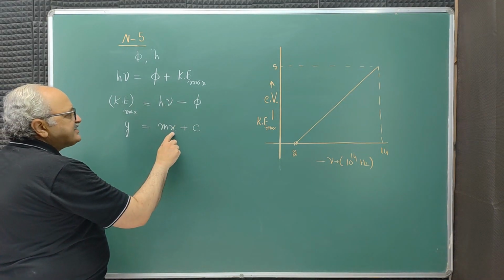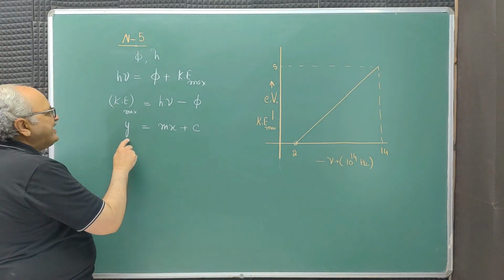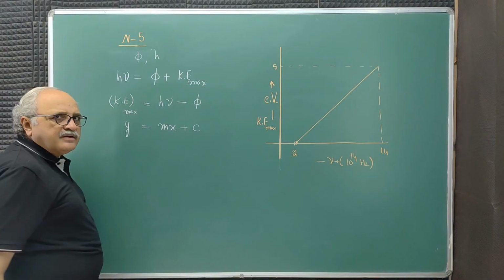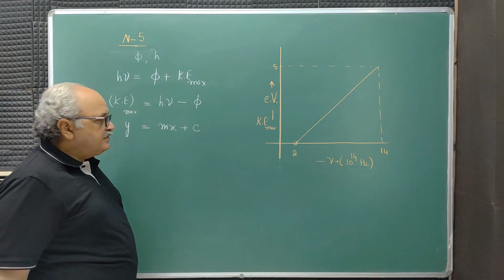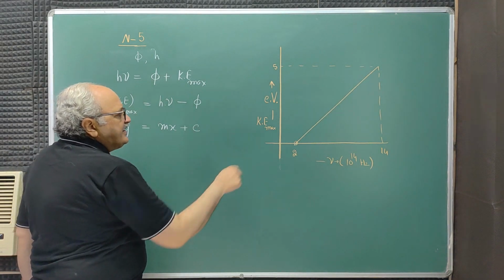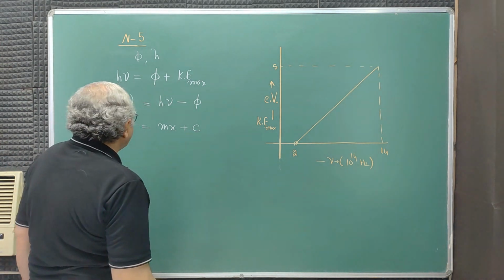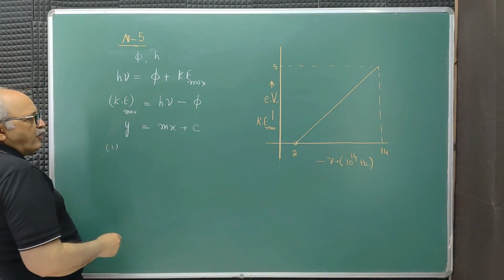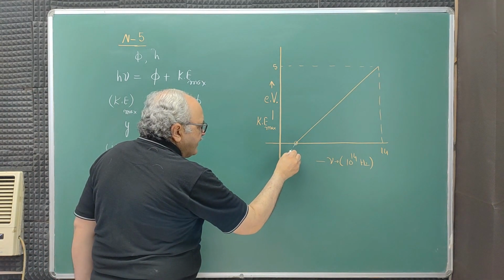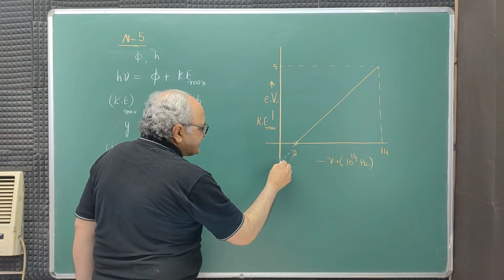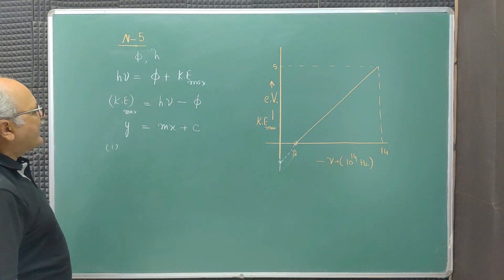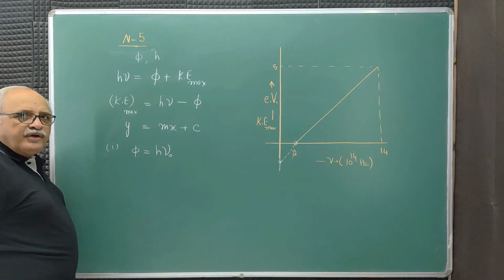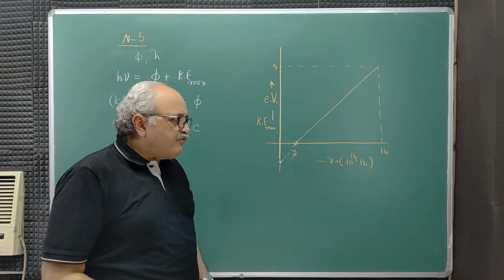Look, on the x-axis we have frequency, on the y-axis we have maximum kinetic energy. So obviously the work function is nothing but the negative of the y-intercept of this straight line. So you have two ways to find the work function. First, you may extend this line and find out where it meets. Or another simple way: the work function can be given as h nu 0, where nu 0 is nothing but the threshold frequency.